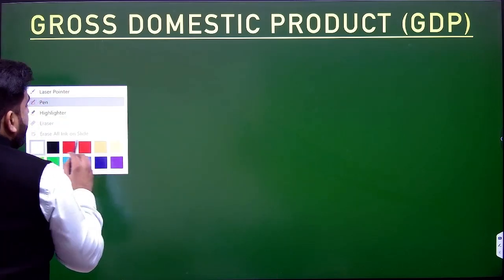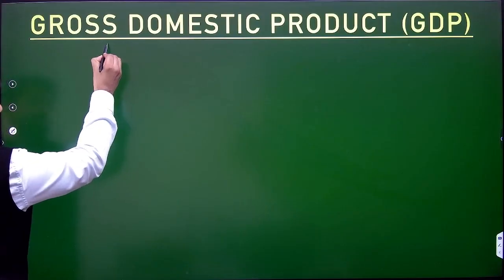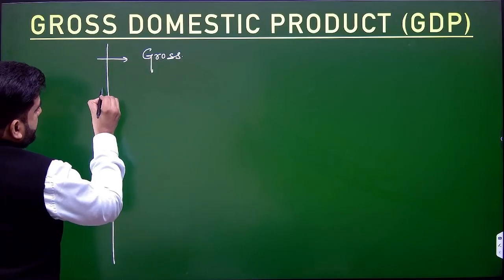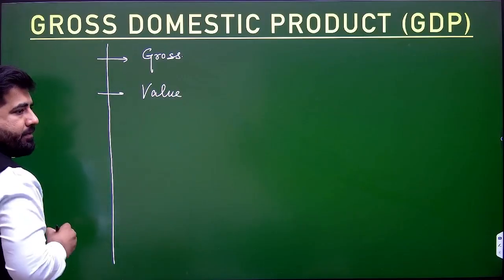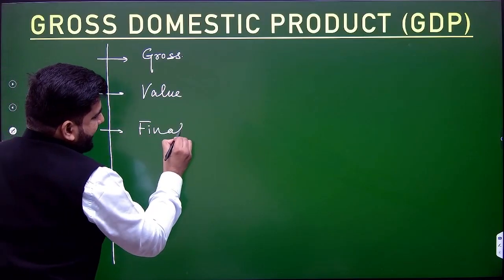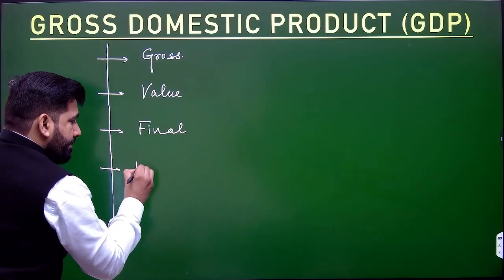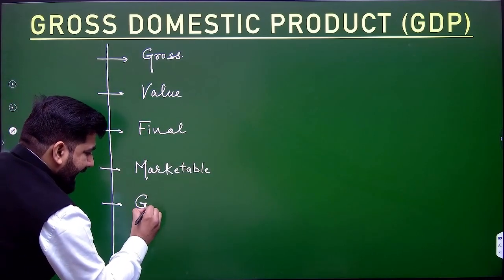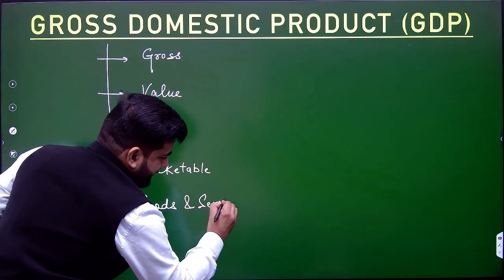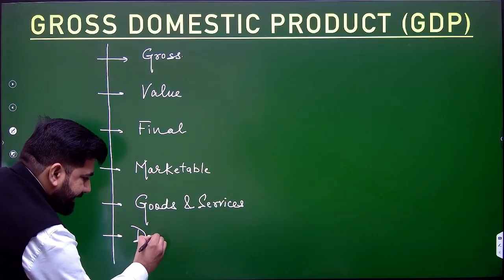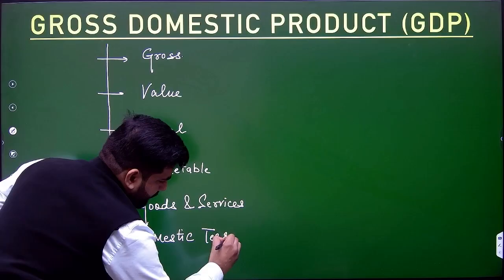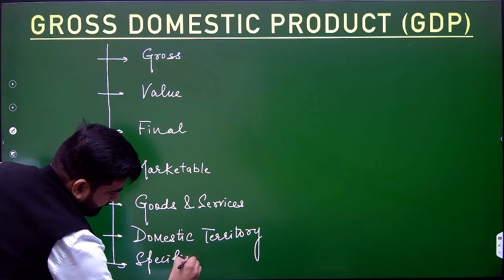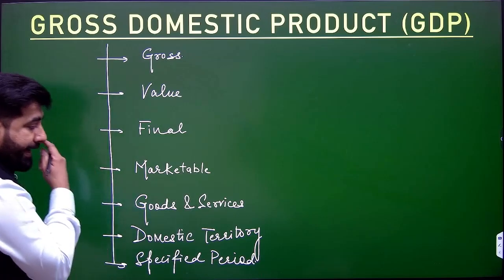So try to understand the definition of GDP. Gross domestic product. GDP is the gross value of all final marketable goods and services produced within the domestic territory in a specified period.